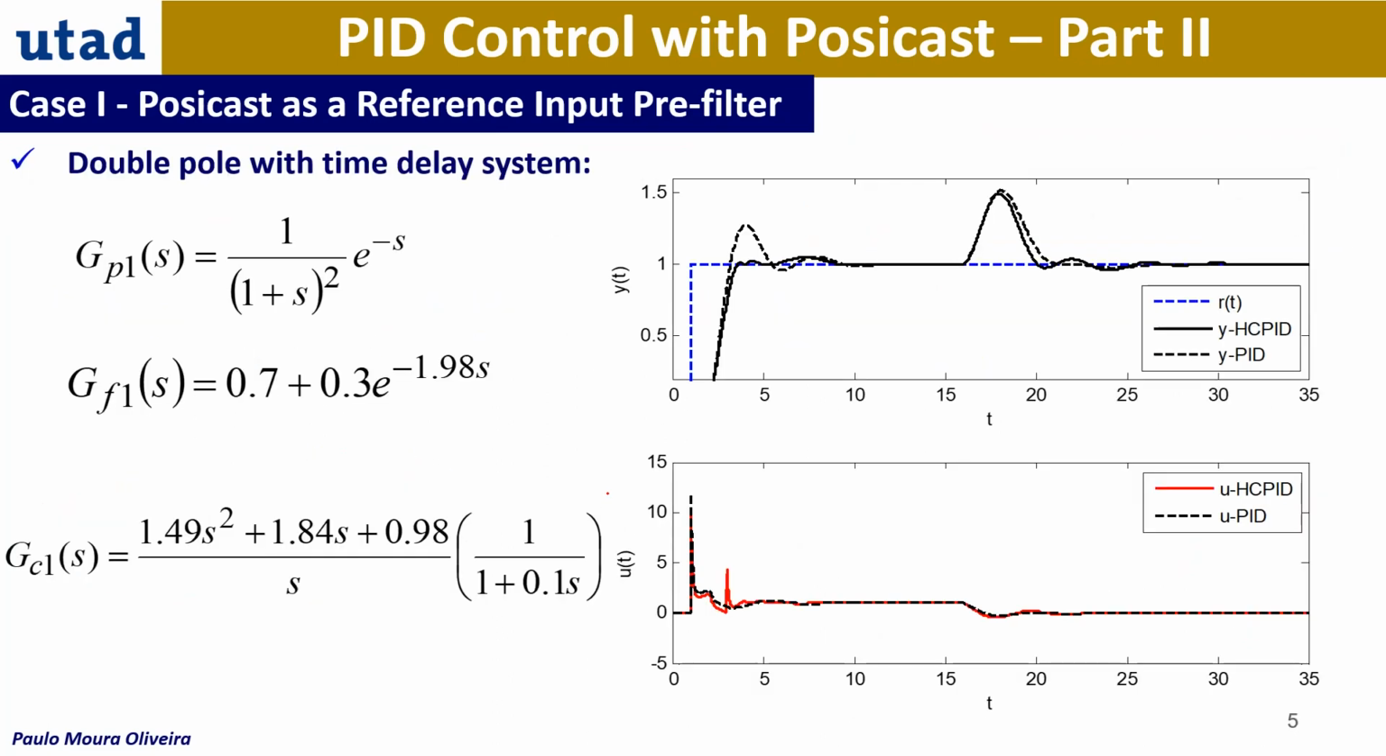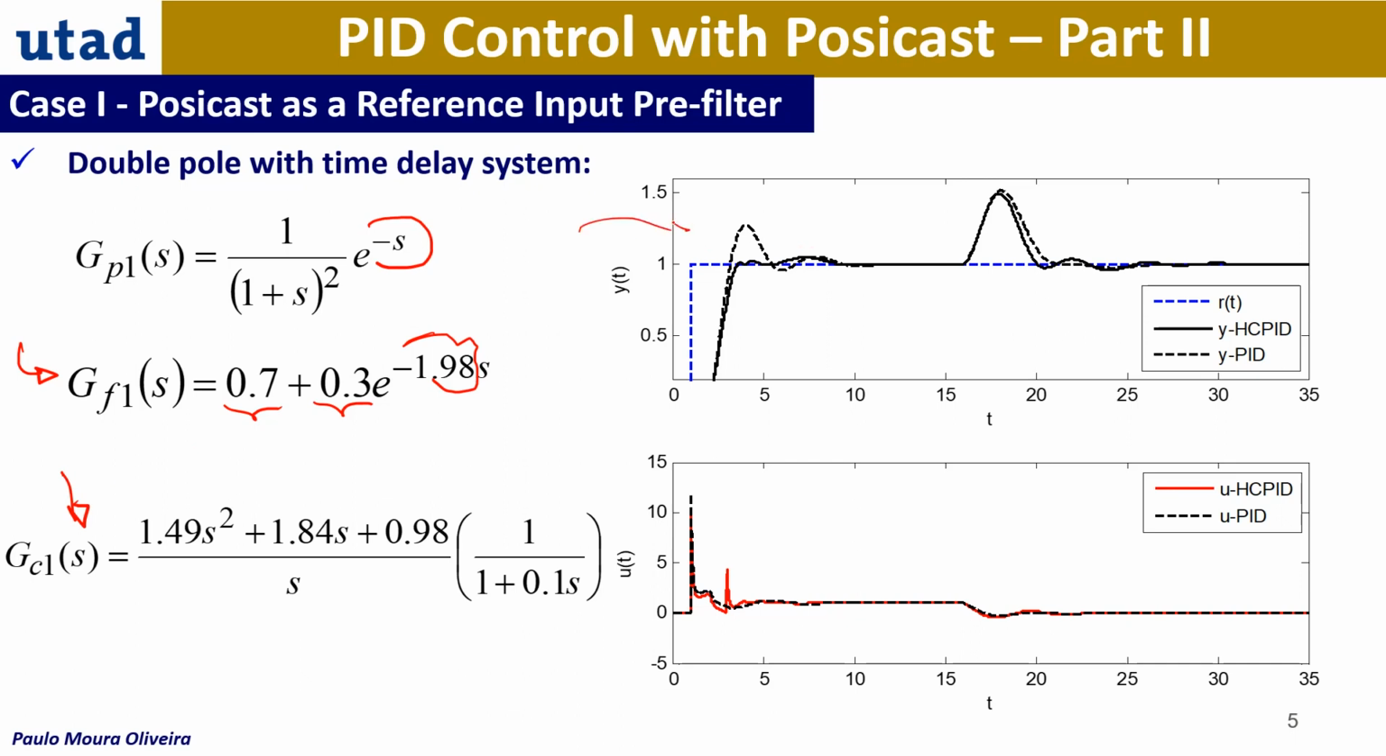So we can see here results obtained with a double pole system with a time delay. So the double pole is -1, the time delay is 1 second. So the optimized Posicast half cycle is this one. So the first step is 0.7 and the second one 0.3, and this is the switching time. And we can see that the PID controller is this one.